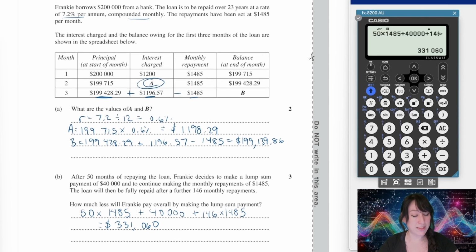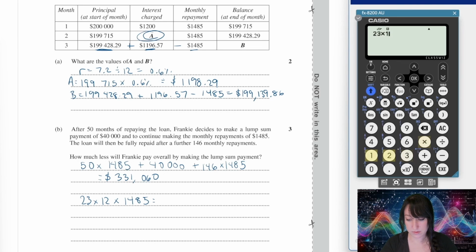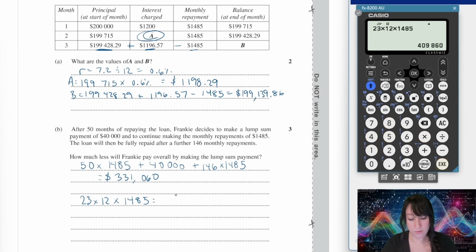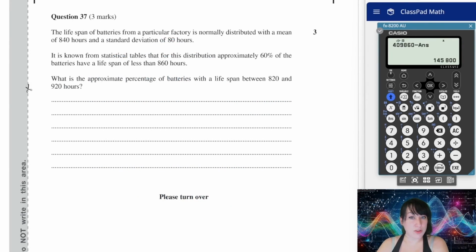The loan is for 23 years. So Frankie would pay 23 times 12 payments of $1,485. $409,860. So by making the lump sum payment, she's paying less. That's because she's saving a lot of interest. So the amount she saves will be the difference. So $78,800 saved.